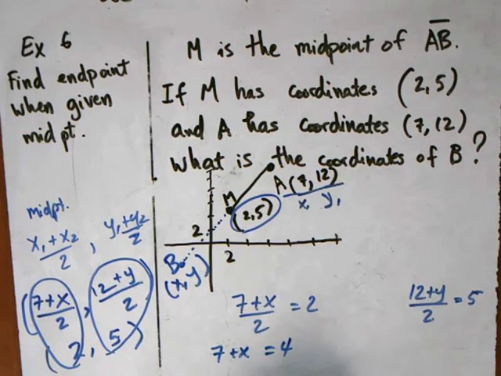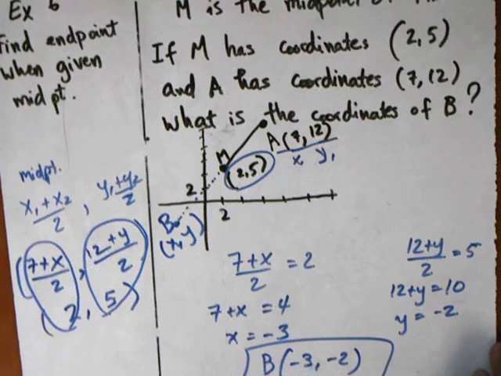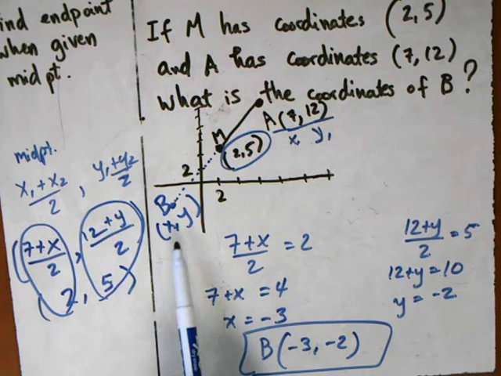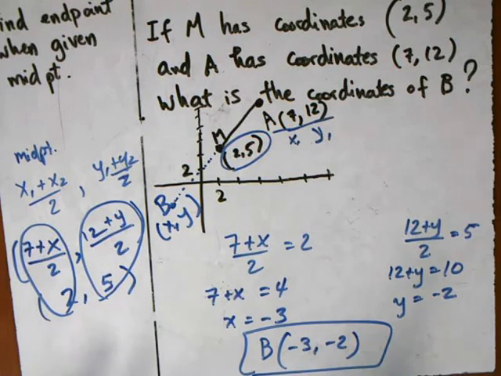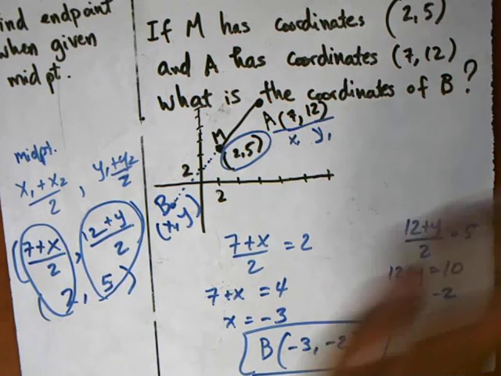Solve for this. 7 plus x equals 4, x equals negative 3. 12 plus y equals 10, y equals negative 2. And so we know then that B has to have coordinates (negative 3, negative 2). If we check here, it looks approximately right based on the picture that we have. B is in the third quadrant there, and its coordinates are both negative, so that makes sense. Okay, so this is just a case of applying the midpoint formula and then solving two relatively straightforward equations.